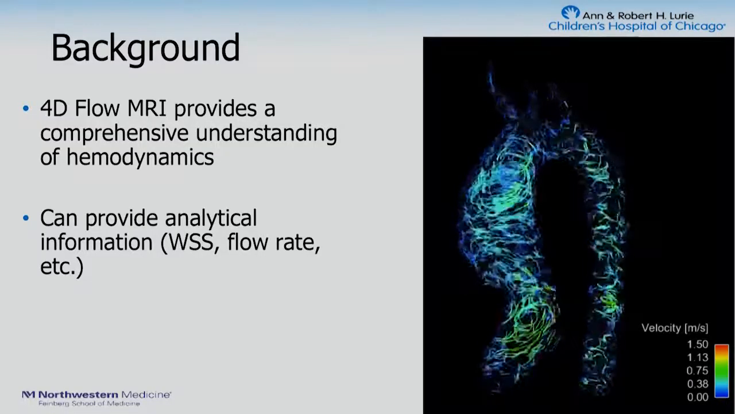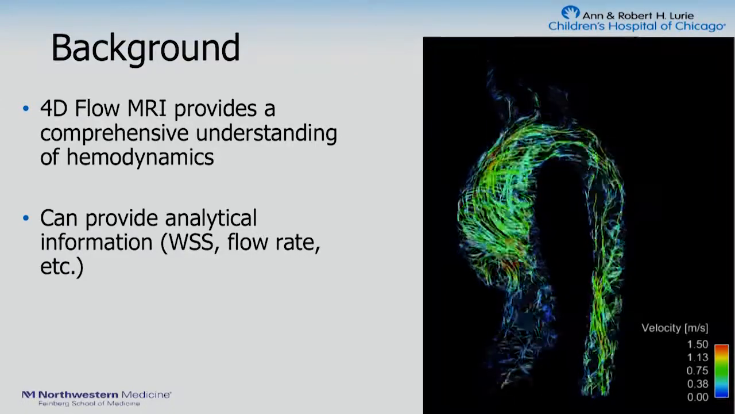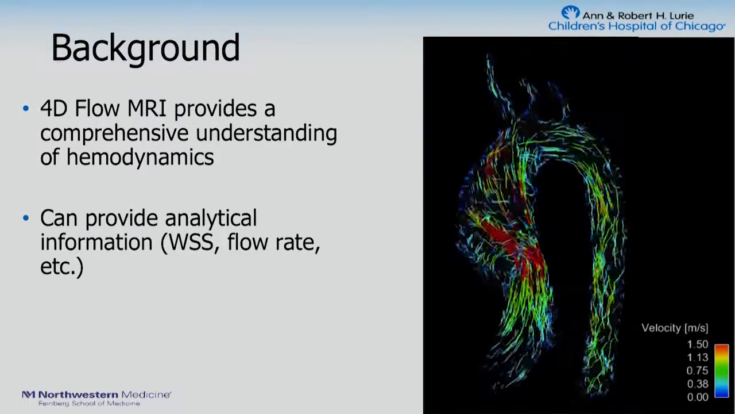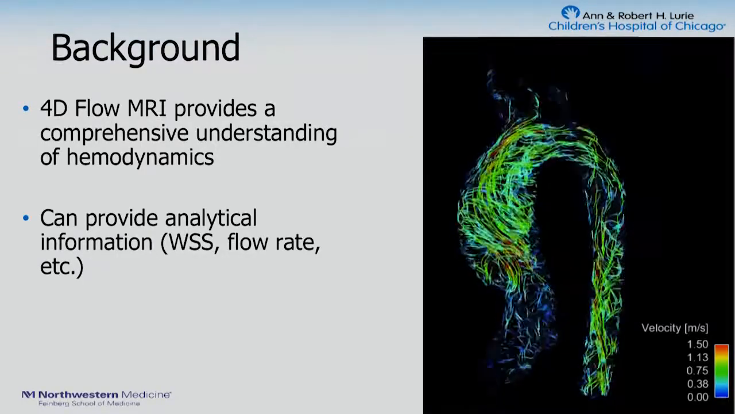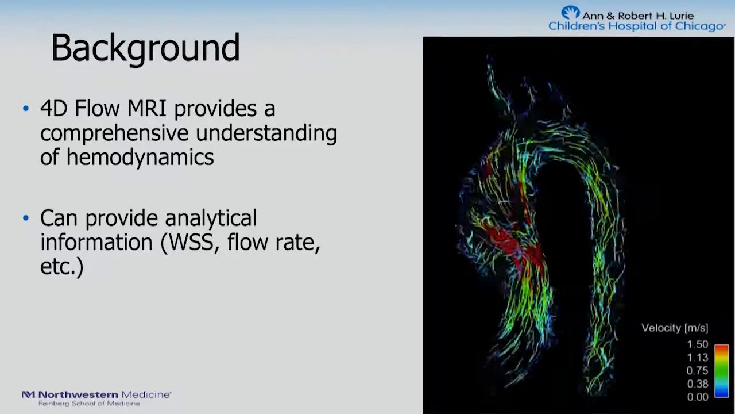4D flow MRI gives a comprehensive assessment of aortic hemodynamics by acquiring time-resolved directional blood flow. It is able to provide a 3D visualization of blood flow and extensive analytics for the characterization of hemodynamic changes.